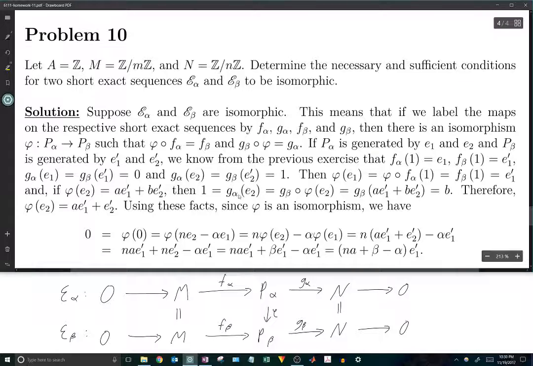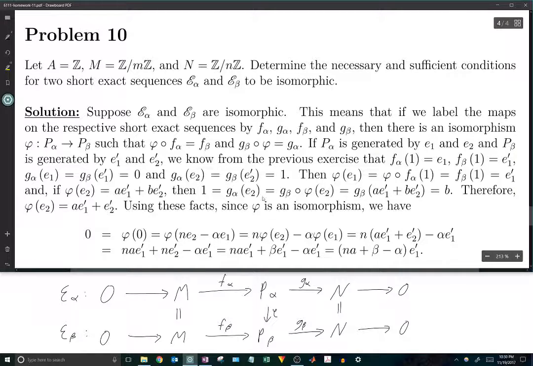So 1 is G alpha of V2. We know that by construction. But G alpha is G beta composed with phi. And so phi of E2, well, we know is just this thing. And so it's G beta composed with A E1 prime plus B E2 prime. But because G beta of E1 prime is 0, this is just going to be B. Because of linearity, this is just going to be B times G beta of E2 prime, which is just B times 1, which is B.